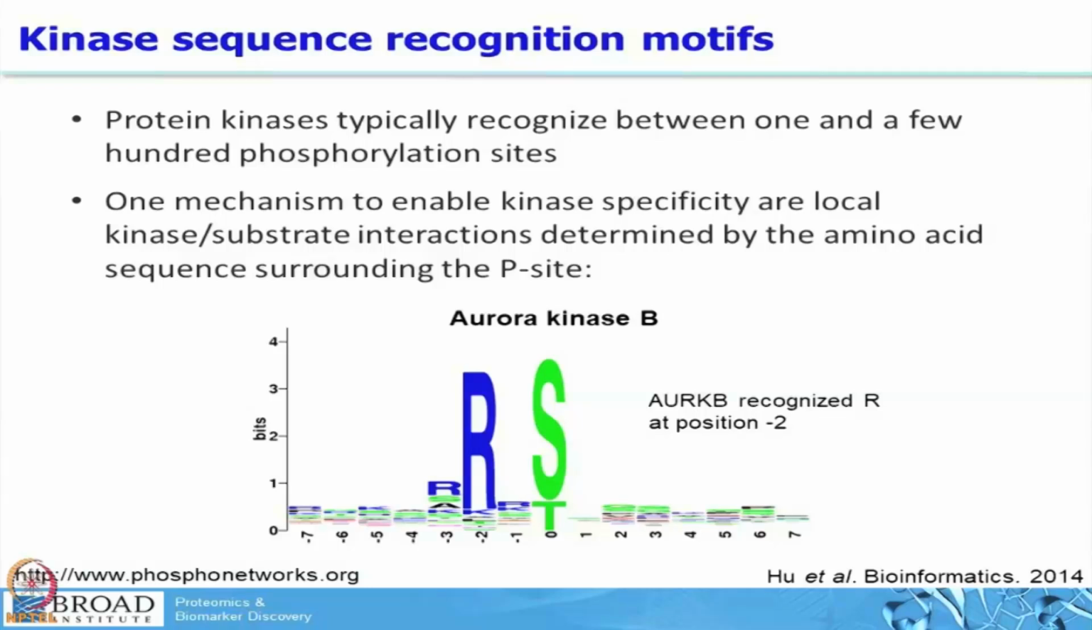Probably many of you have seen these kinds of sequence logo motifs, where in the center you're looking at the actual modification site. This Aurora kinase B mostly phosphorylates serines, but also threonines. If you look at the frequency of amino acids flanking this site in its substrates, you see a strong enrichment of an arginine at position -2 relative to the phosphorylation site. This is what we call the sequence recognition motif of Aurora kinase B. Basically, it recognizes the arginine at -2.